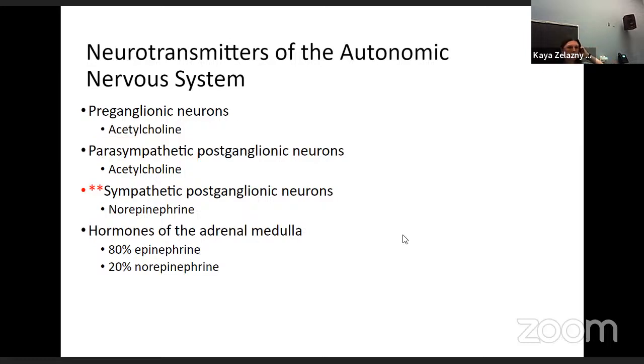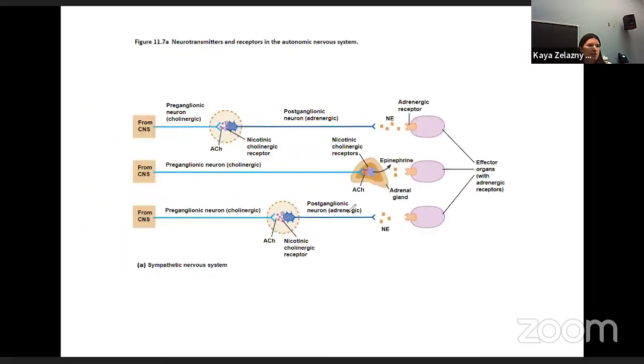So this is what that looks like. Here we see the sympathetic nervous system, and we see our different roots. We would refer to a neuron that releases acetylcholine as a cholinergic neuron. So a cholinergic neuron releases acetylcholine.